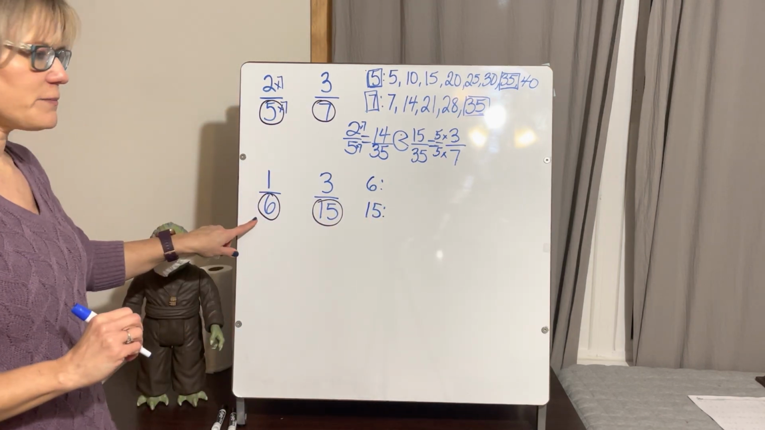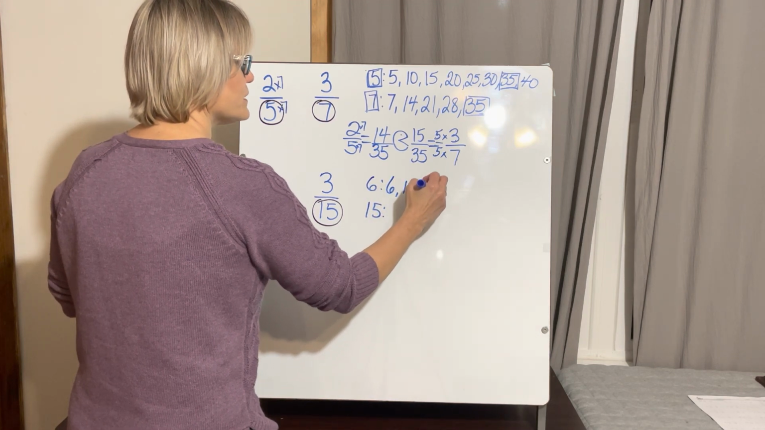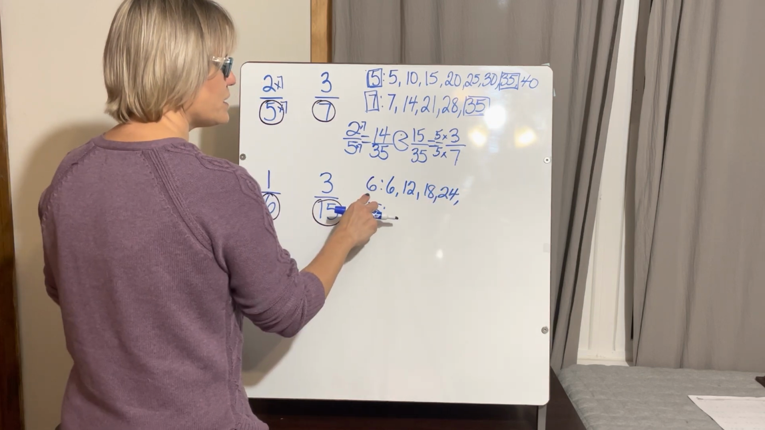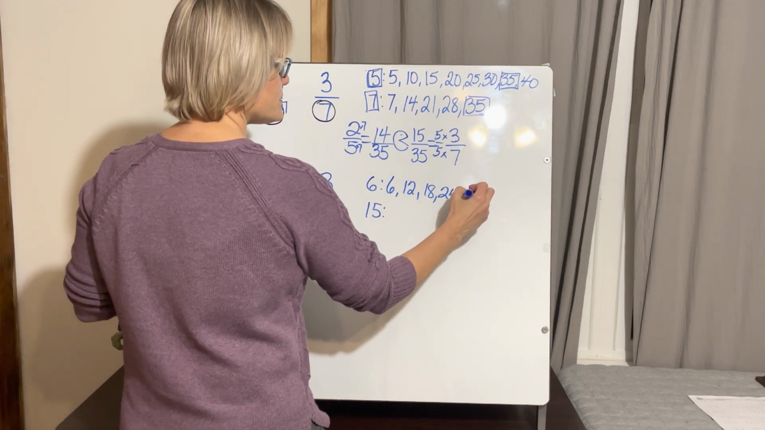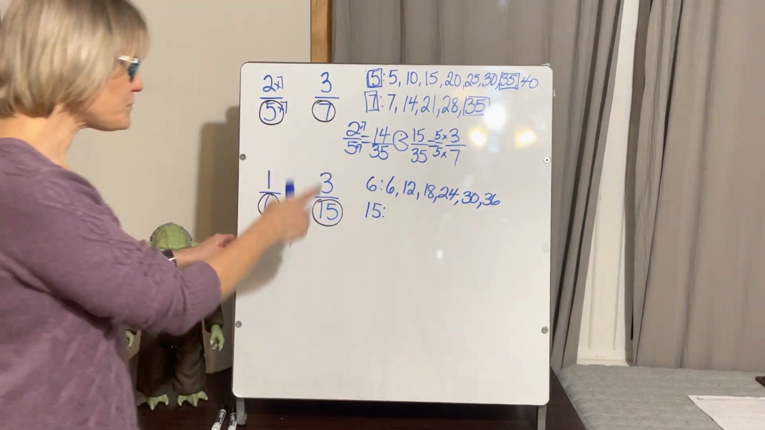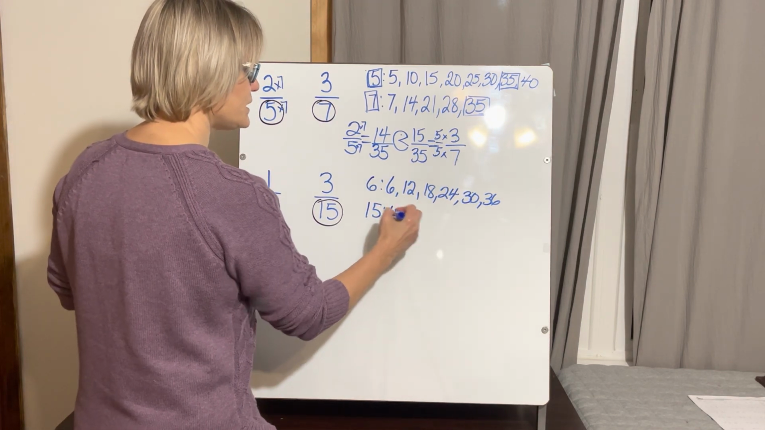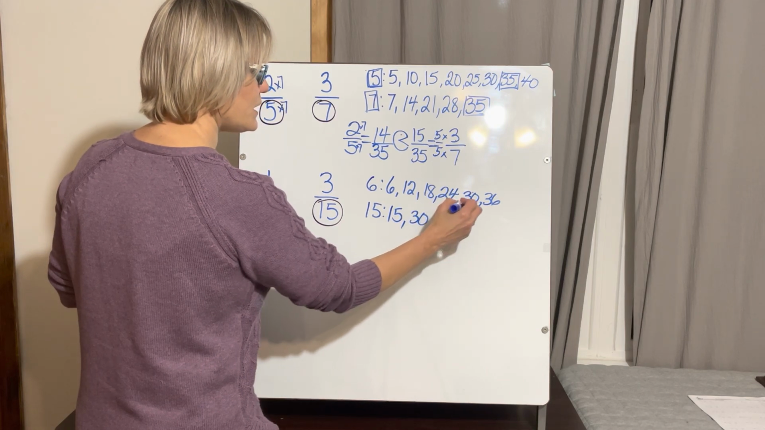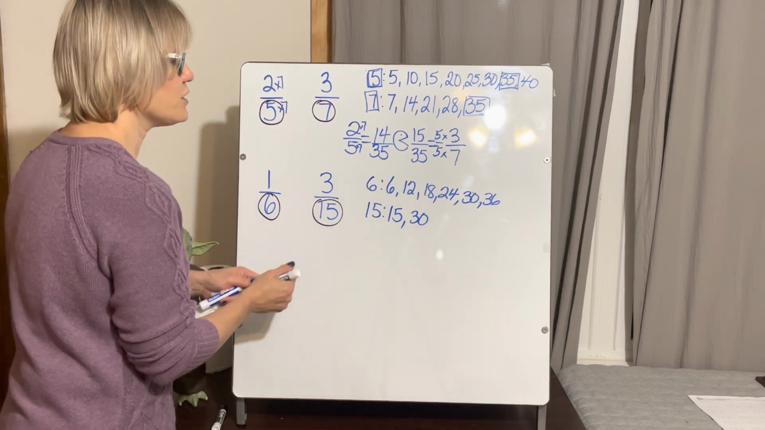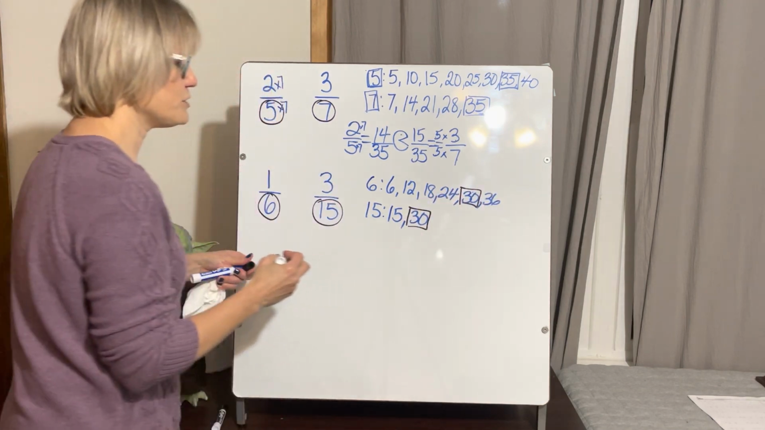Now I'm going to count by 6's: 6, 12, 18, that's 3 6's, 4 6's is 24, 5 6's is 30, 6 6's is 36. I'm going to stop there. I'm going to do the same thing with my 15. Multiples of 15: I start with 15, 2 15s is 30. Aha, already got it. There is my common multiple. That was pretty quick. 30 is my common multiple.